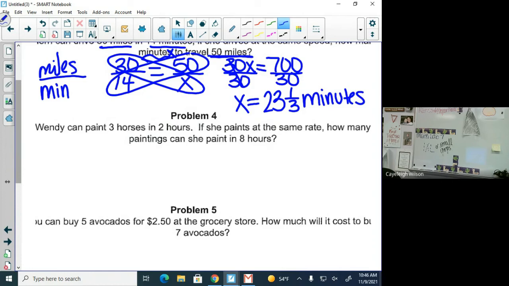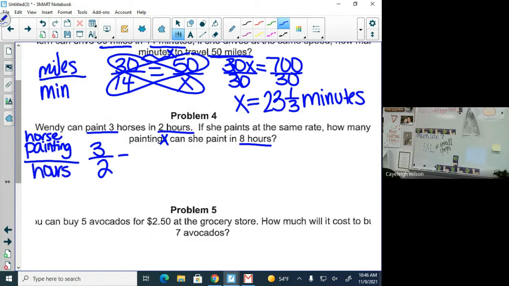So it says Wendy can paint 3 horses in 2 hours. If she paints at the same rate, how many paintings can she paint in 8 hours? So 3 over 2, what's the label on 3? Horse paintings, so that's what she's painting. Over the 2 what? Hours.